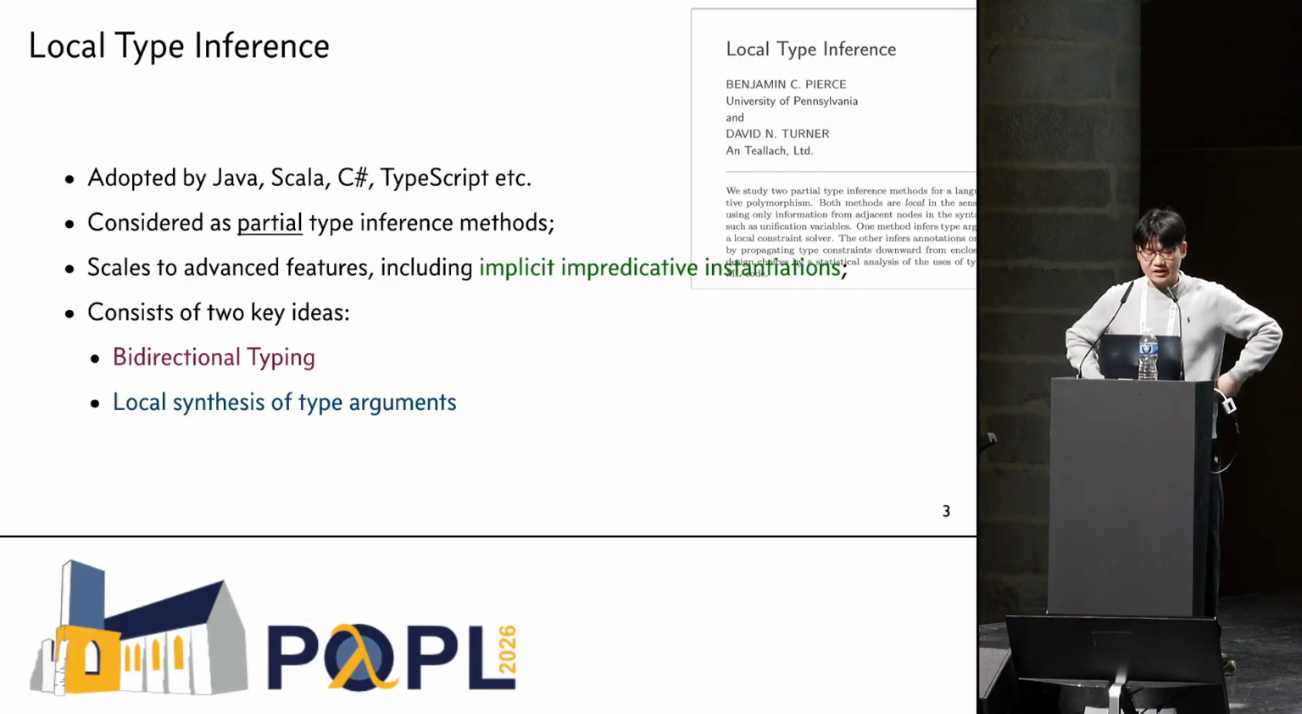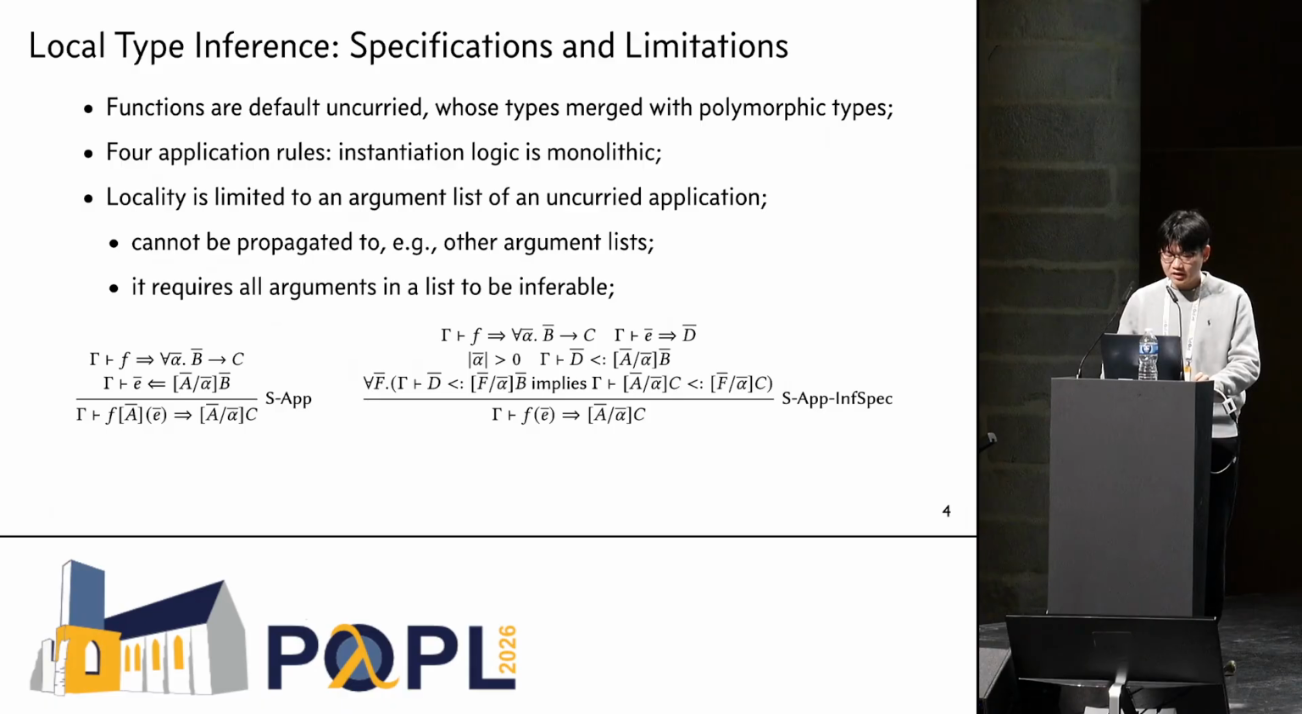Local type inference consists of two key ideas. The first is bidirectional typing, to allow type information to be propagated from one node to its neighboring node in the syntax tree. The second is, of course, the local synthesis of type arguments, to allow you to write polymorphic function application without explicitly writing down a type argument.